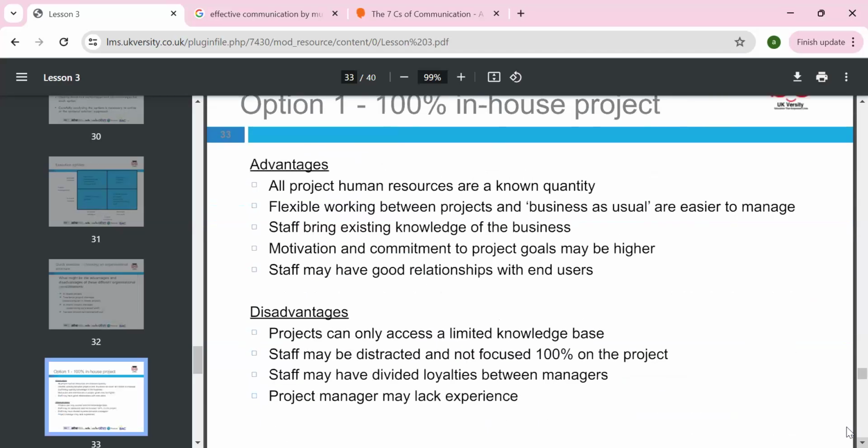Option one can be a 100% in-house project, where human resources are known as a quality and flexible staffing option, and we can look around the motivation. The disadvantages can be that the project can only be assessed, and the staff may be distracted and not focused.